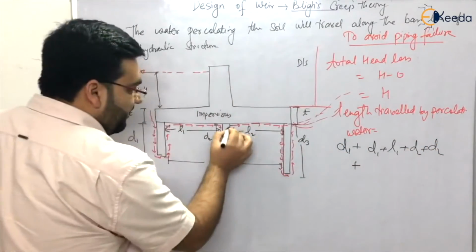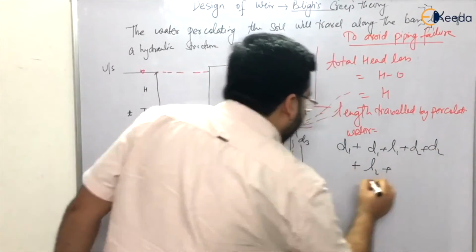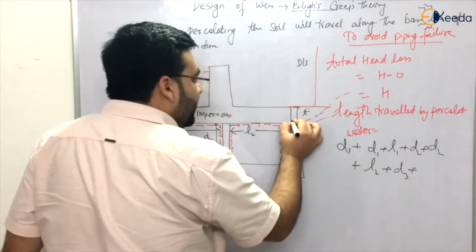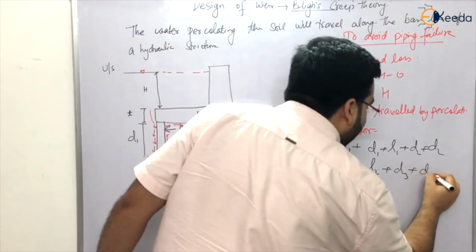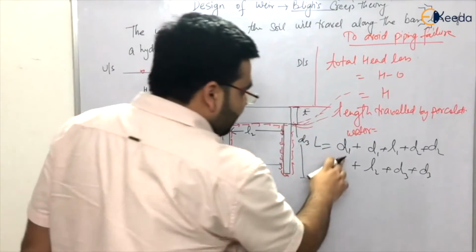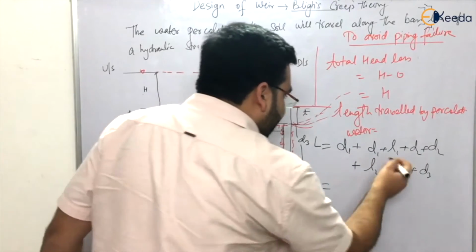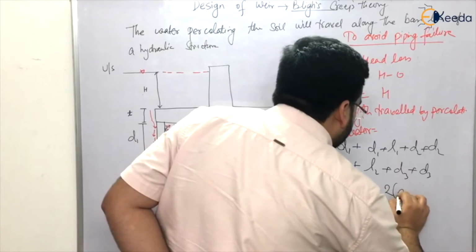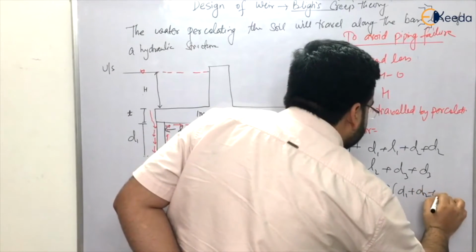plus it traveled this L2, so L2, and plus it traveled D3, and again it traveled D3, and then it went out, right? Again it traveled D3. So this is the total length traveled by water, right? So this is 2D1, 2D2, 2D3. So can I write it like this? L1 plus L2 plus 2 times of D1 plus D2 plus D3.